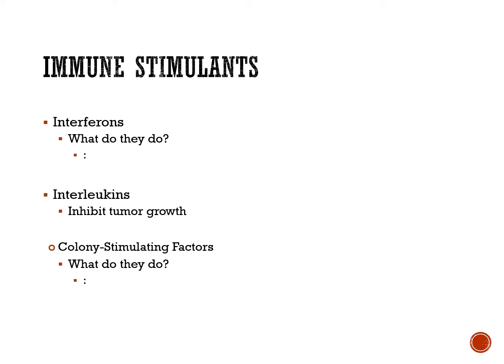Interleukins, they inhibit tumor growth. So, of course, they're used for cancers, and we usually give those IV. I believe those are only IV, actually. Then colony-stimulating factors. These increase production of white blood cells. So we use them for neutropenia, bone marrow transplant, chemotherapy. And these are normally IV or sub-Q.